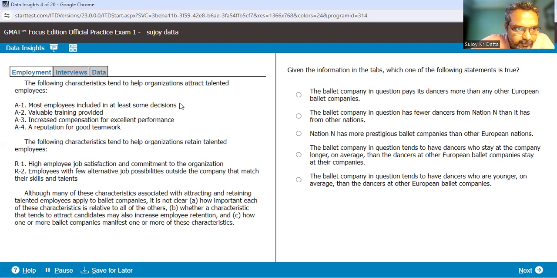Most employees are included in at least some diversity initiatives. The following characteristics tend to help organizations attract talent: valuable training, increased compensation, reputation of good teamwork. The following characteristics tend to help organizations retain talented employees: high employee satisfaction and commitment, employees with few alternative job possibilities outside the company that match. It's not clear how important each of these characteristics is relative to all others, whether a characteristic that tends to attract candidates may also increase retention.